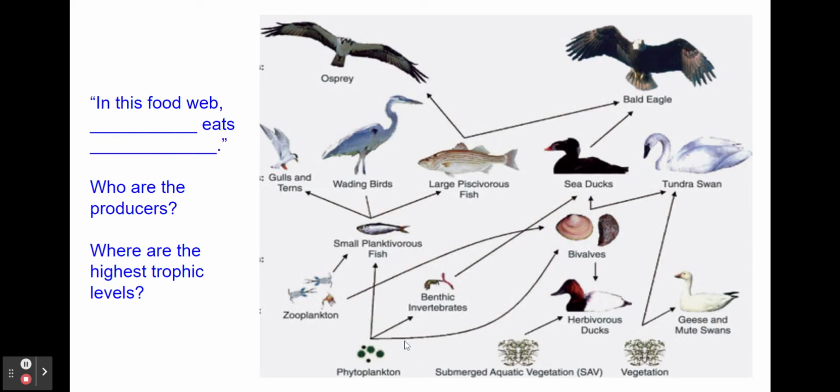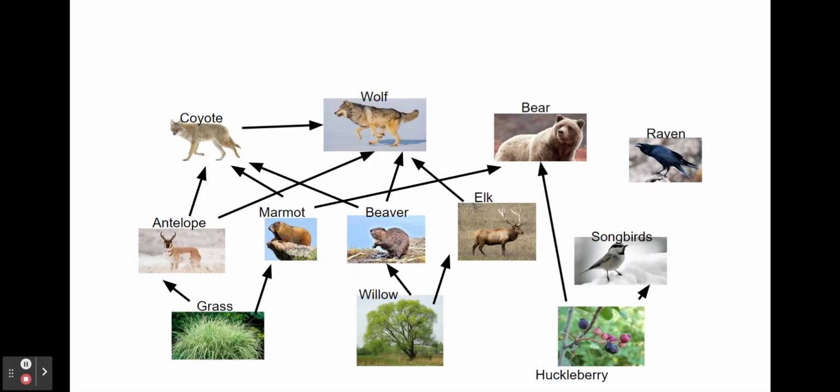Who are the producers? That would be our phytoplankton, our submerged aquatic vegetation, and our vegetation. Even though I might not recognize those terms, I can tell those are the producers because there's no arrows pointing toward them. They are not eating anything. They're also at the base of our food web. Those are all clues. Where are the highest trophic levels? They are up here at the top. Our osprey and our bald eagle are the top predators in this environment, the highest trophic levels.